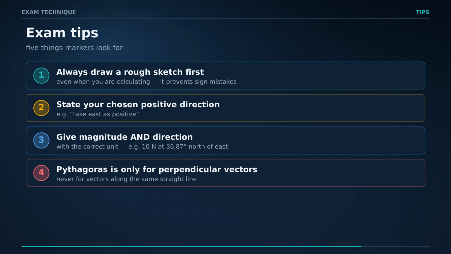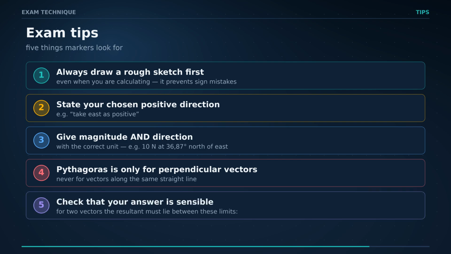4. Pythagoras only works for perpendicular vectors, never for vectors in the same straight line. 5. Check that your answer is sensible. For two vectors, the resultant can never be bigger than their sum and never smaller than their difference.